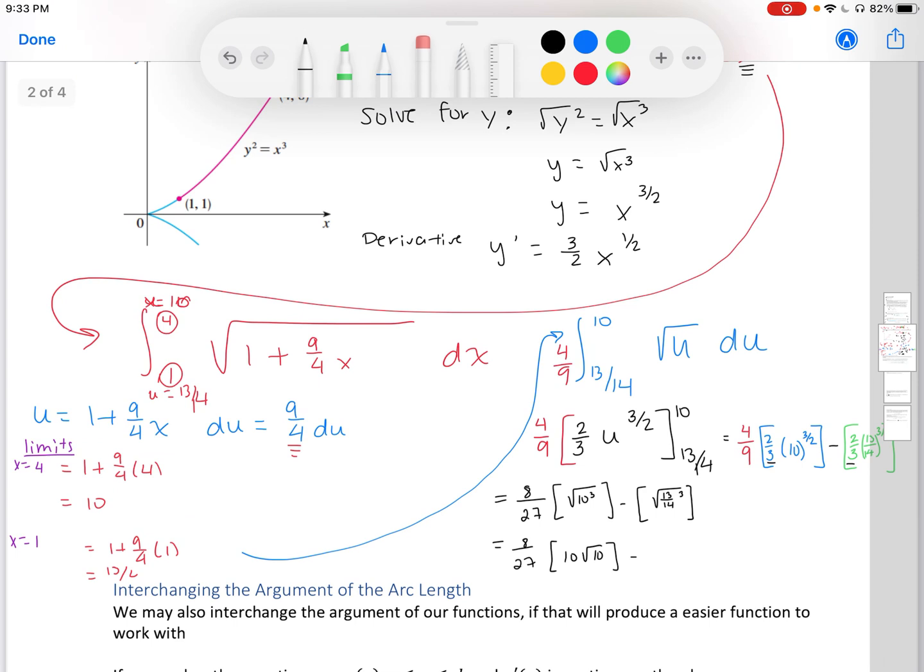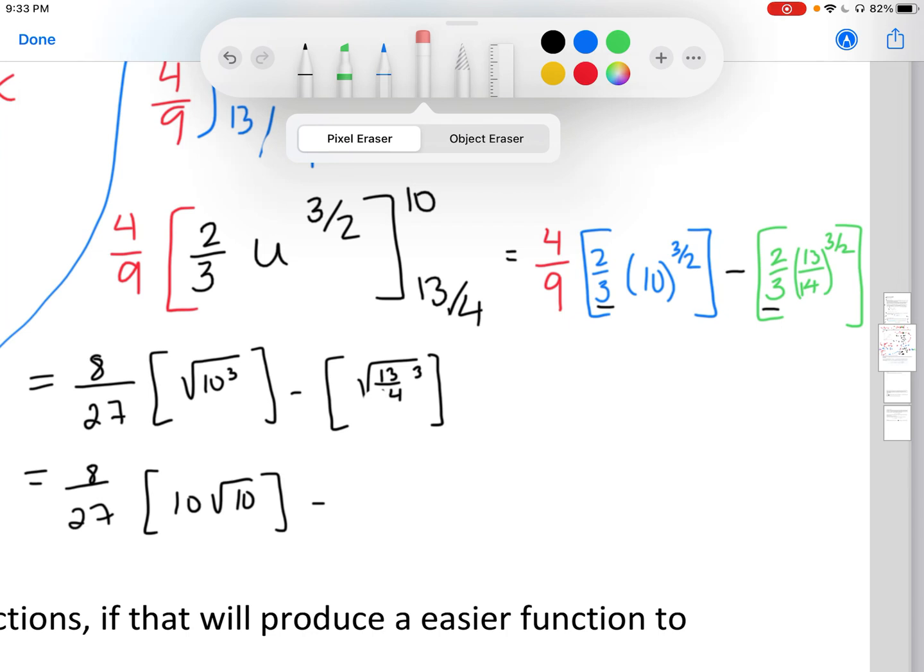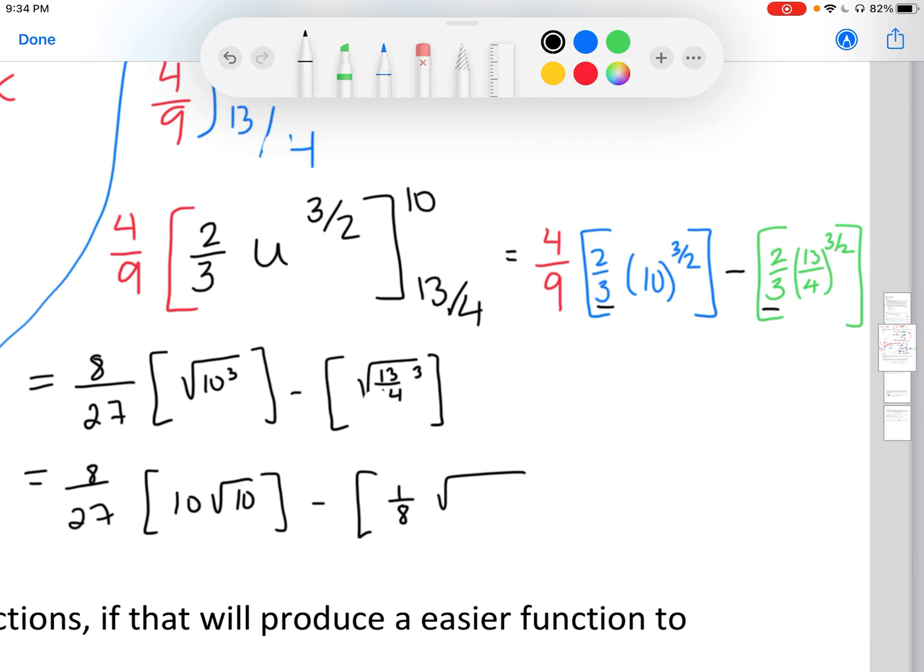Forget my notes. I've been writing this wrong the whole time. It's 13 over 4. Why was I writing 14? 13 over 4. Okay, so I can take the square root of 4, which gives me 2, and 2 cubed is 8, so we're left with 1 over 8, and the square root of 13 cubed, 13 square root of 13.